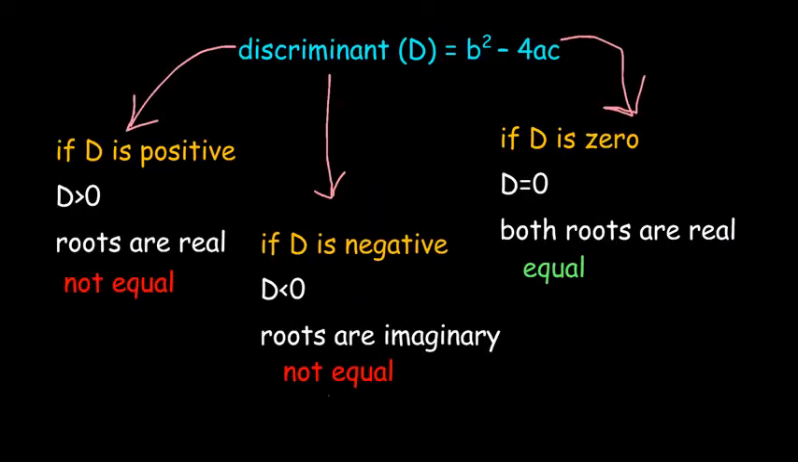Now, there is a concept in quadratic equations known as a discriminant, denoted by the capital D, which is the middle term squared minus 4 times the first and the third terms. Now, if the discriminant is positive, the roots are real numbers and they're not equal. If D is negative, the roots are imaginary numbers and they're not equal again. Although, if D is 0, both the roots are real and equal.